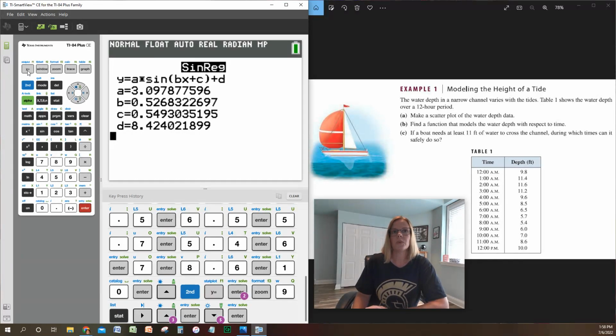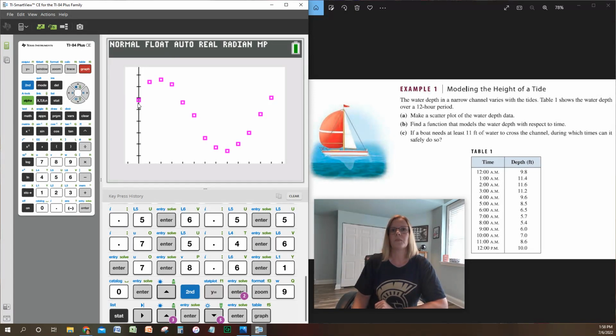Okay, so once you have that equation written down, we have to put that into our calculator and see if it fits our data. Now, for the line of best fit to fit the data, we have to have a line that is going to touch as many of the points in our scatter plot as possible. If I go back to my graph for a moment, we want a line that's going to go through as many of these pink dots as it can.